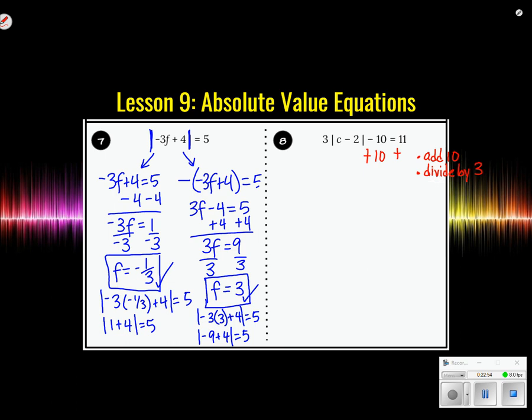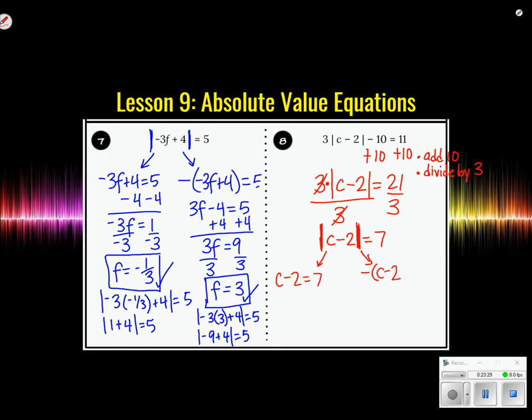Add 10, 3 times absolute value of c minus 2 equals 21. And then because there's multiplication holding those together, I'm going to divide both sides by 3. The 3 and the divide by 3 cancel, leaving absolute value of c minus 2 equals 7. Now my absolute value bars are by themselves. There's nothing outside them. Now I can split it up into c minus 2 equals 7 and negative c minus 2 equals negative 7.